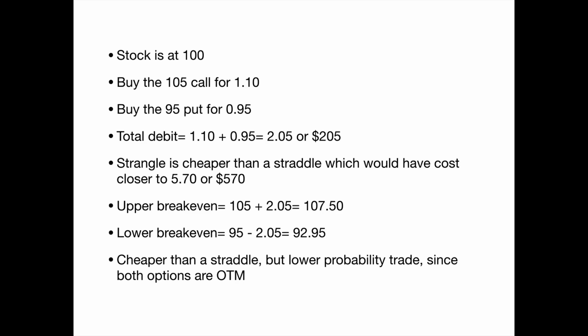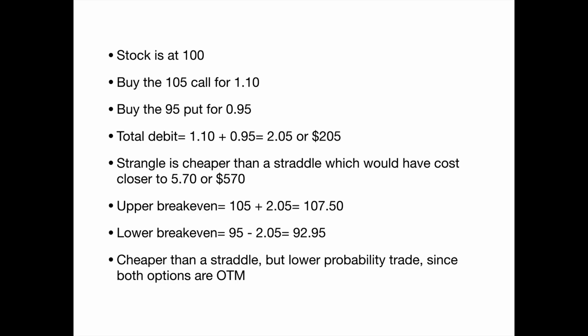The call is going to cost us $1.10. The put's going to cost us 95 cents. So the total debit for this long strangle is going to be $2.05. We just add up those two premiums. In other words, it will cost us $205 to enter into this trade.